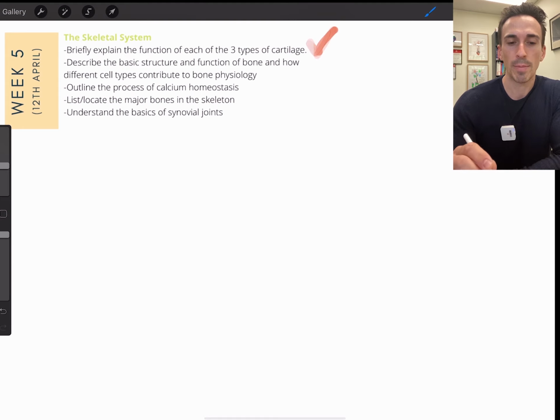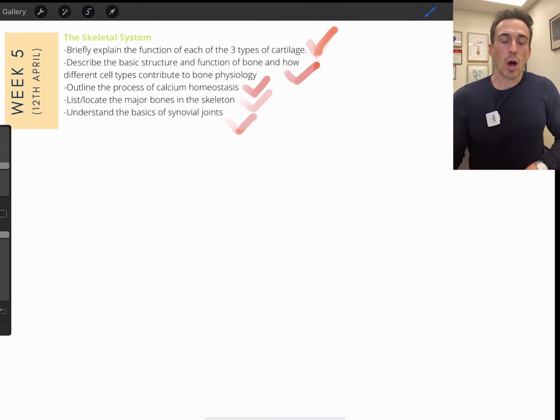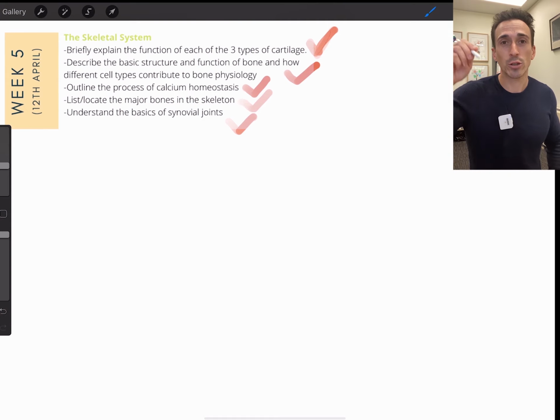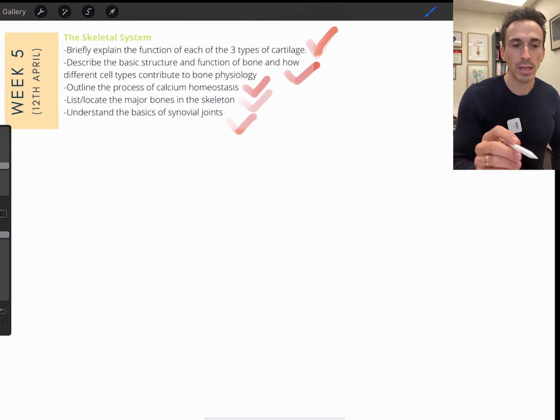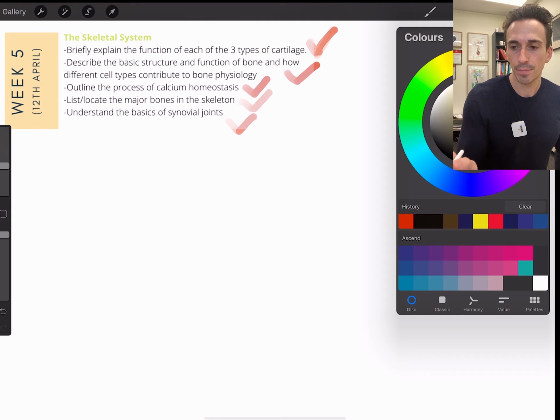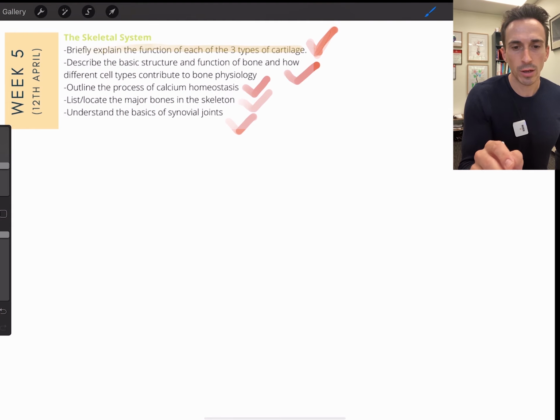The next is describe the basic structure and function of bone and how different cells contribute to physiology. Outline the process of calcium homeostasis. List and locate the major bones in the skeleton and understand the basics of synovial joints. What we're going to focus on in this lab is what the students will be focusing on in their actual physical lab, and that's going to be predominantly looking at a couple of things. First, learning outcome, which is briefly explain the function of the 3 types of cartilage.